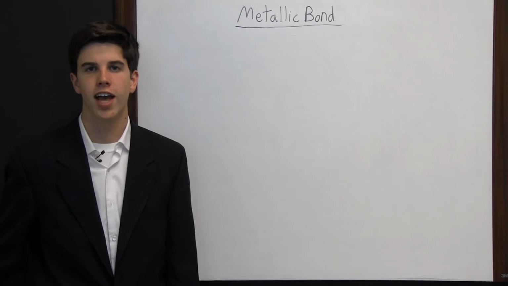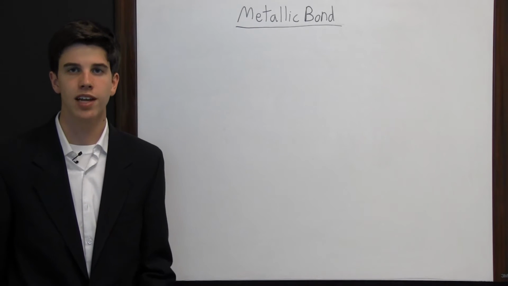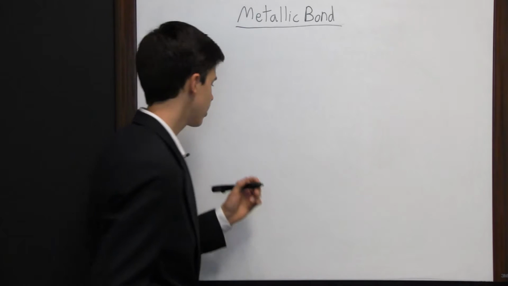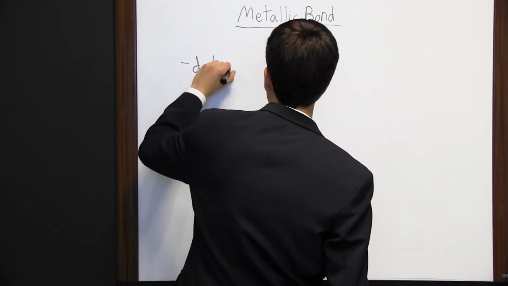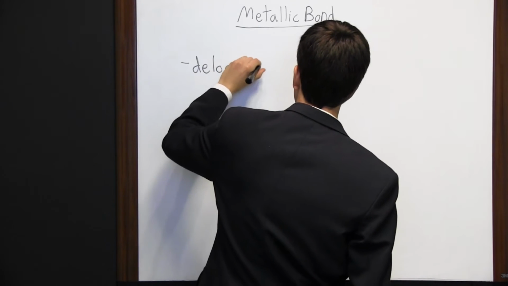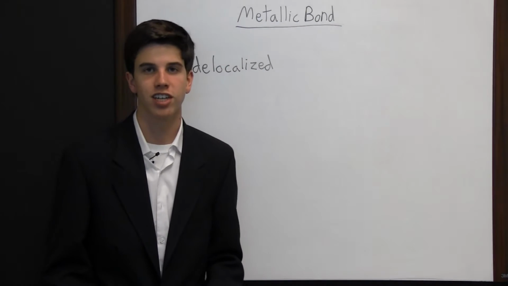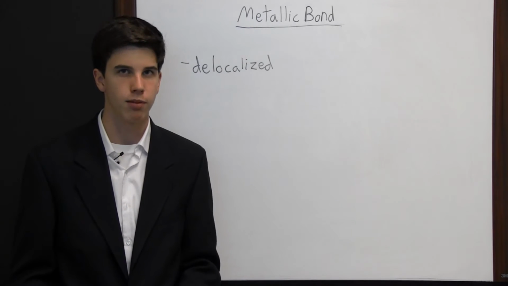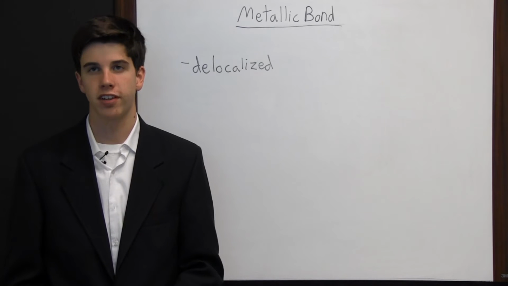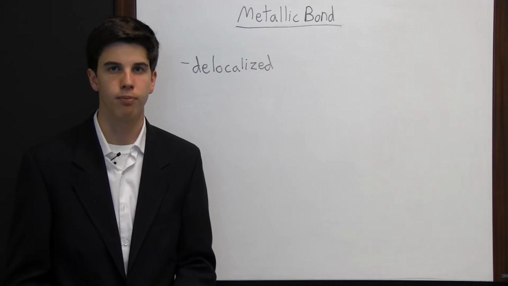In metals, cations are surrounded by a sea of valence electrons. And these valence electrons are said to be delocalized. So I'm going to write that up here on the board because that's an important point. What delocalized means is that these valence electrons aren't attached to a single atom. Instead, they float around many atoms. However, the non-valence electrons are still associated with individual atoms in the metal.